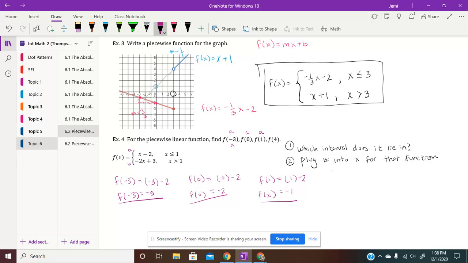F of 4. Is 4 less than or equal to 1 or greater than 1? Oh, it's greater than 1. Finally meets this condition. So now I have to plug this into whatever the equation is that corresponds. So I plug it into here. So now I'm going to use -2x plus 3, -2 times x, which is 4, and then plus 3. I get -5.